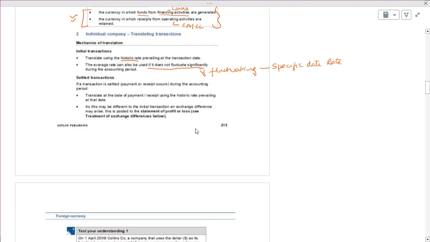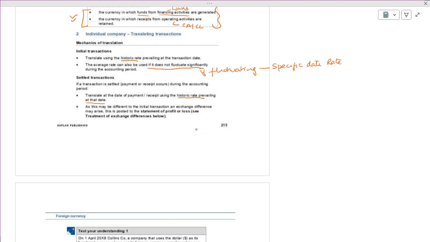That is for the initial transaction. When you are talking about settled transactions, if the transaction is settled, we use the rate prevailing at the date of payment or receipt. We are settling now, so we have to take that amount. As simple as that. Yesterday I come to your bank and convert 1,000 riyals to dollars. Today I come, and yesterday's rate is yesterday's rate, today's rate will be today's. After 1 hour the rate will change. As simple as that.